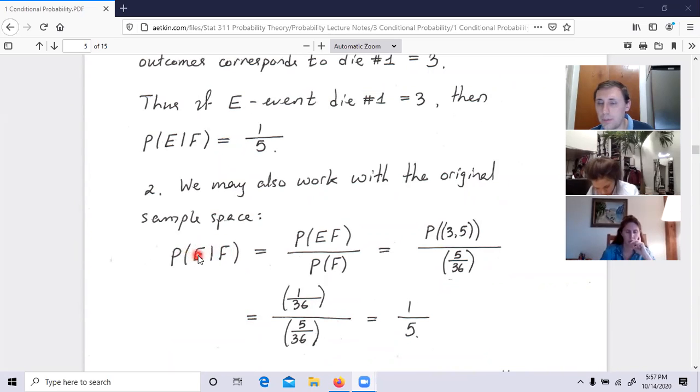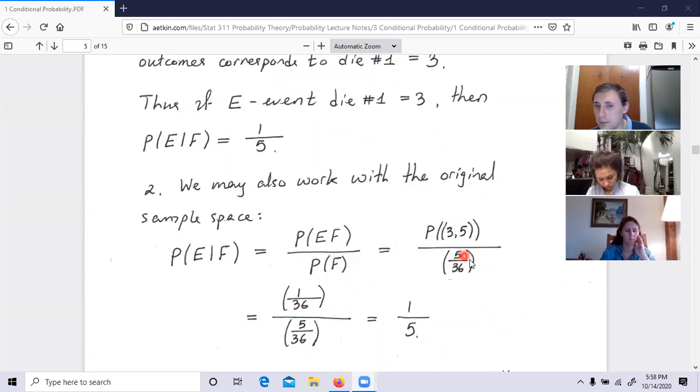So to calculate the probability of E given F, it's the same, according to the formula we derived, as the probability of the intersection of E and F divided by the probability of F. Yes? So the intersection of E and F means the first die is showing a 3 and the sum is 8. That means only this one outcome. That's the intersection. It's the probability of one outcome. Yes? And what is the probability of F?